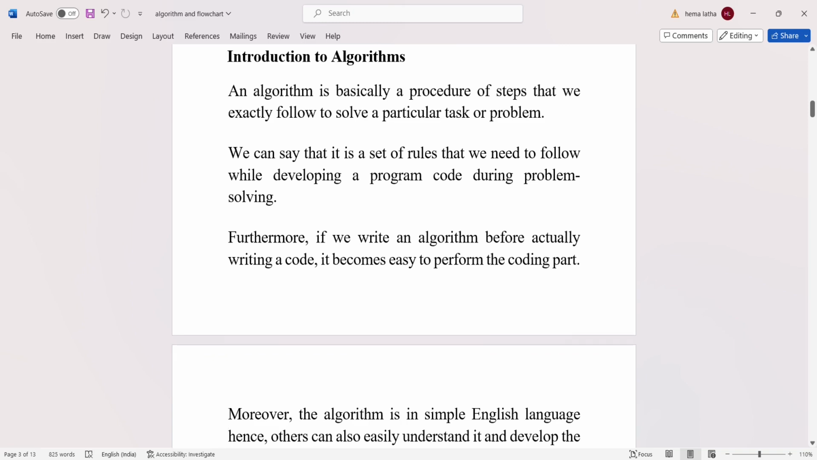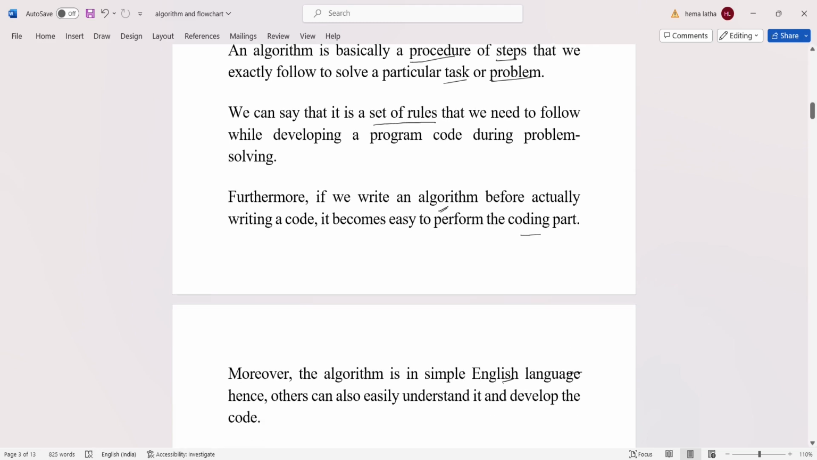Introduction to algorithm. Already I said it is the procedure of steps we have to follow to complete a particular task or problem. For that we have to follow a certain set of rules to complete the problem. If you want to write any programming or coding, first we should be clear about the algorithm: what are all the steps we are going to follow to complete the task? Generally an algorithm will be written in the English language only, so that the user can understand the coding clearly.